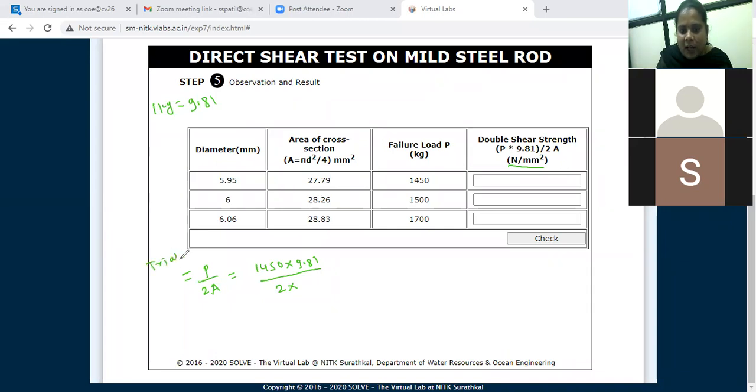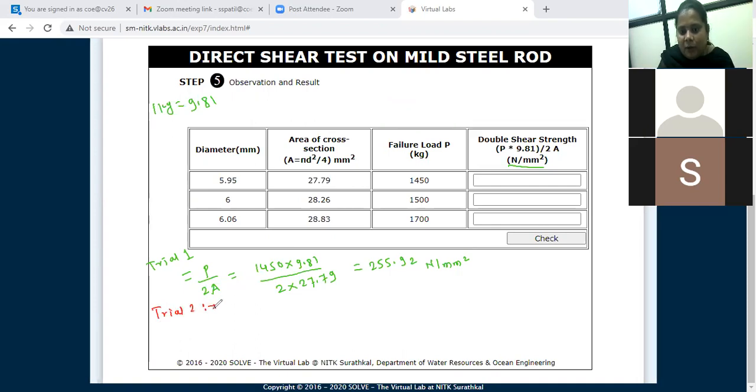Suppose this is for trial 1. The cross-sectional area for trial 1 is 27.79. Calculate the shear strength and tell me how much. It is 255.92 Newton per mm square. These calculations are for trial 1. Now we will check for trial 2. I will take trial 2 here.